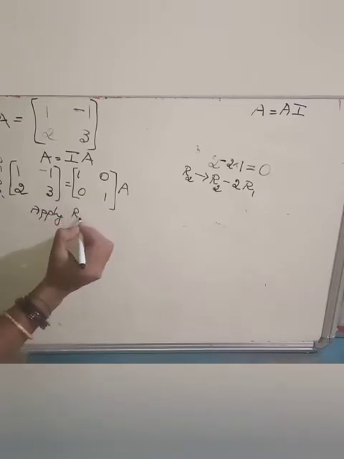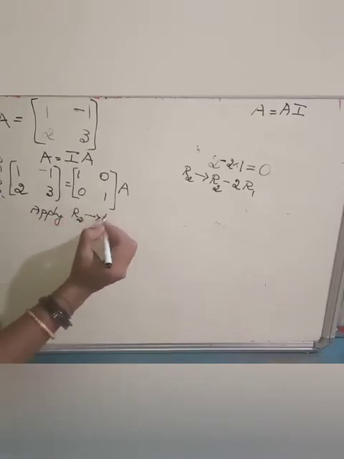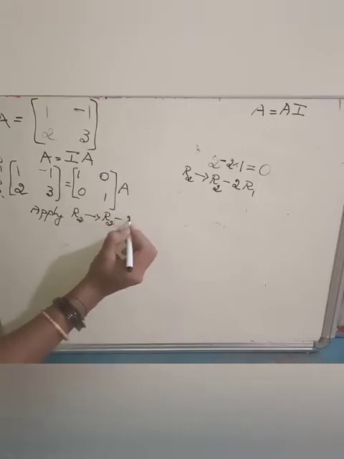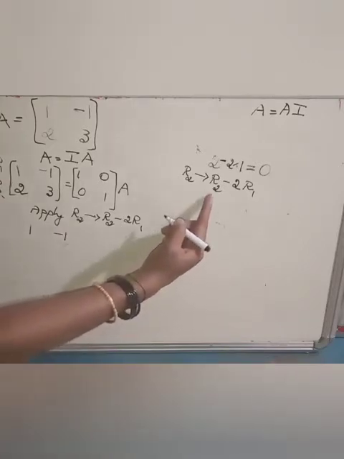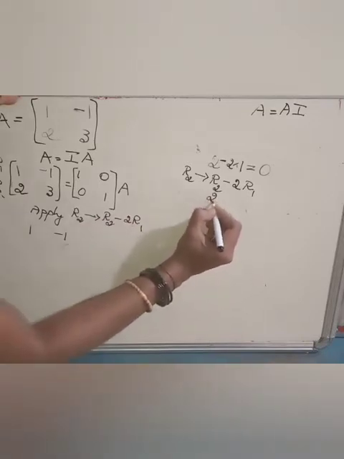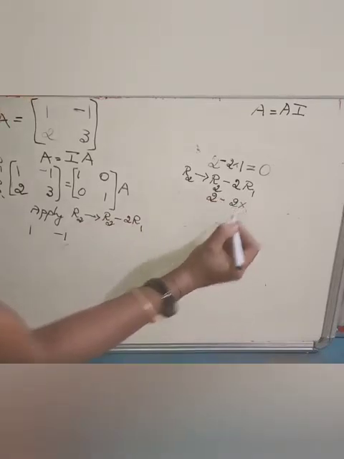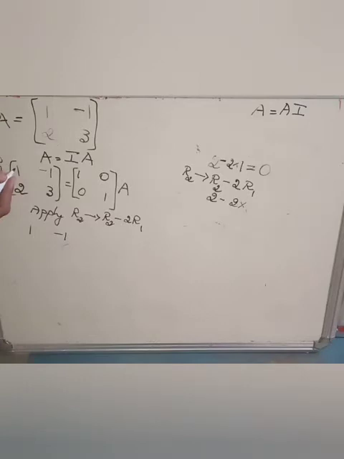Apply R2 gives R2 minus 2R1. Okay. Next, there is no change in the first row, only changes in the second row. Write the first row as it is: 1, minus 1. Second row, R2 entry 2 minus 2 times R1, corresponding R1 entry.